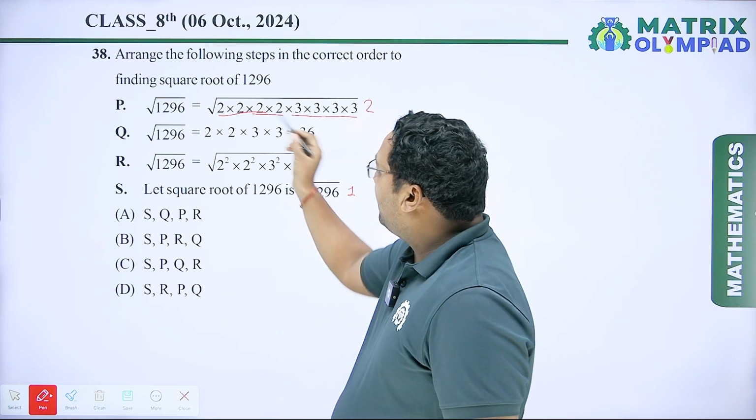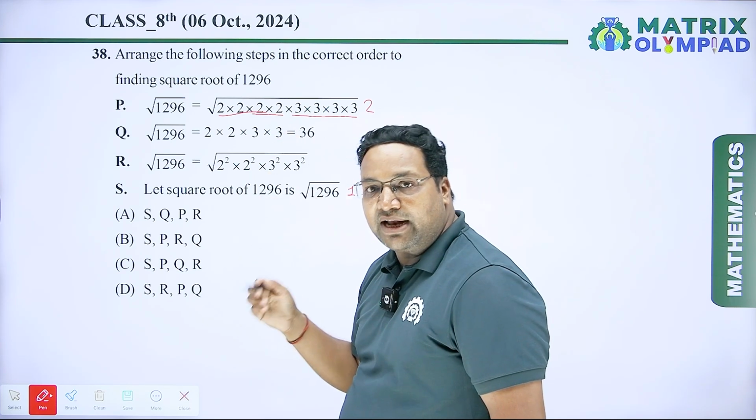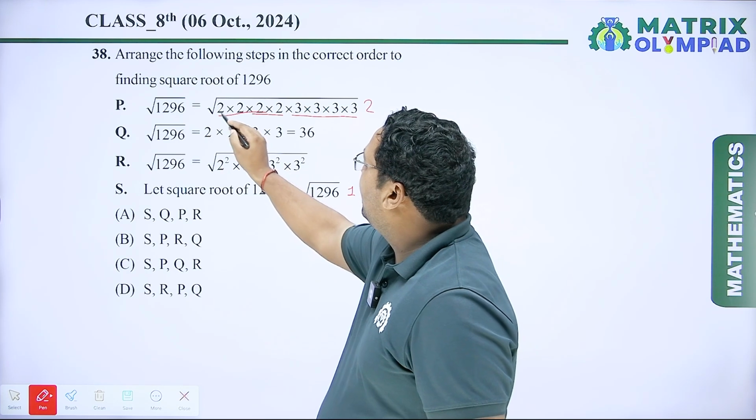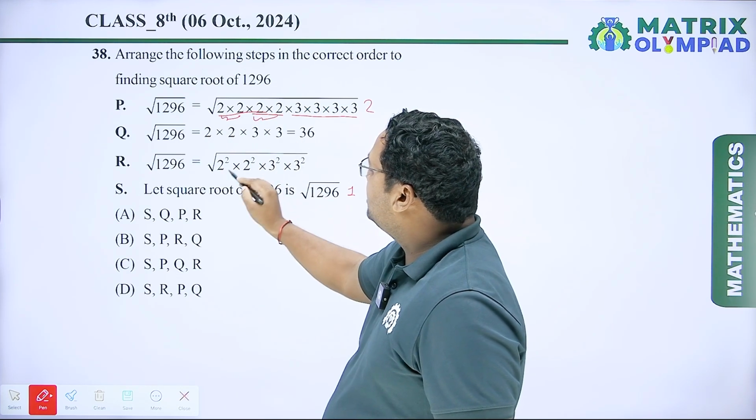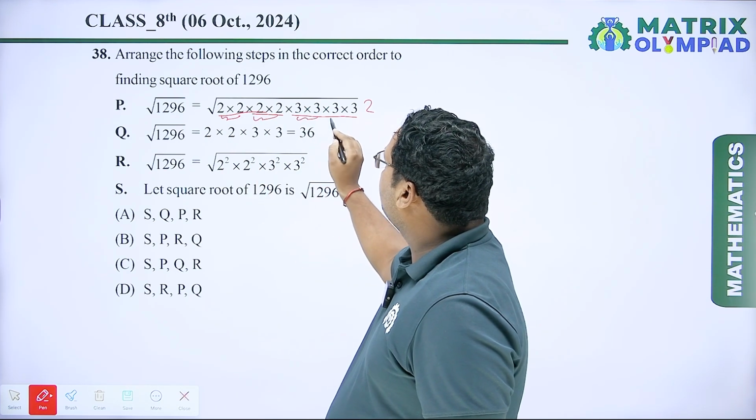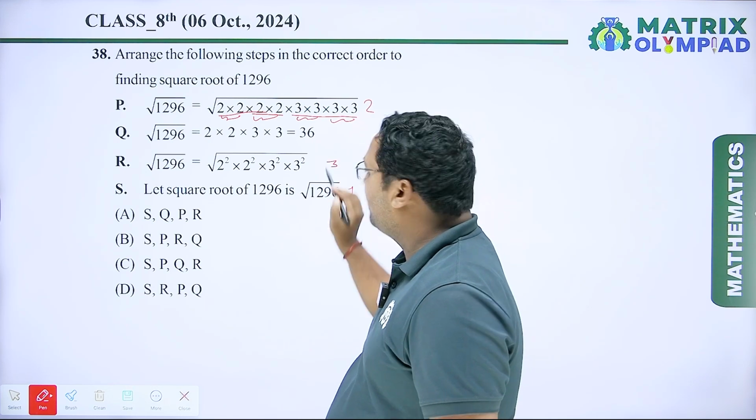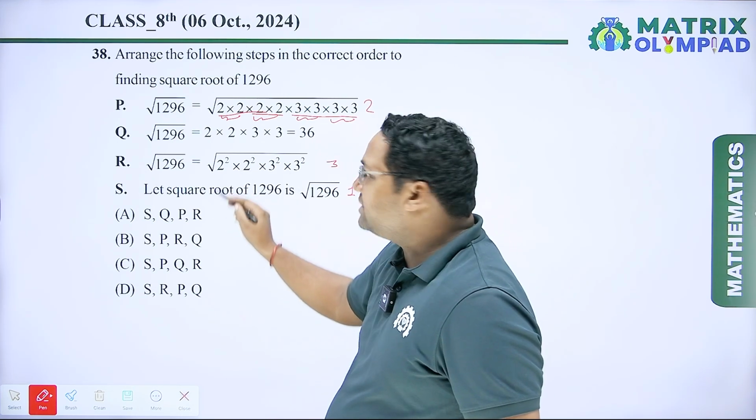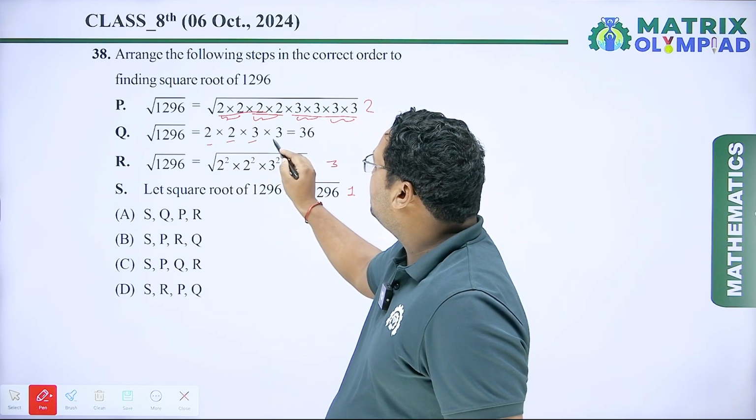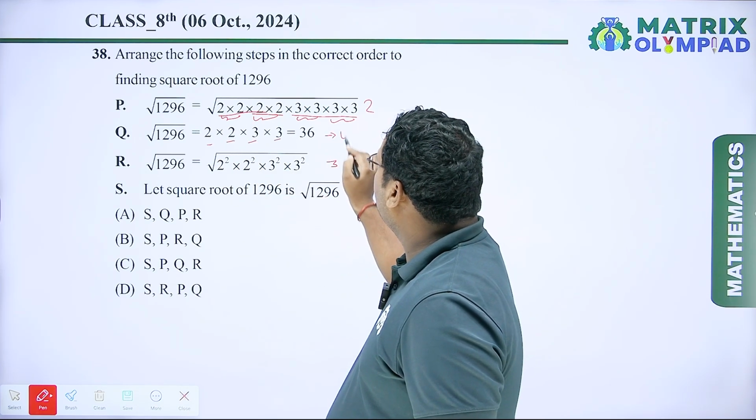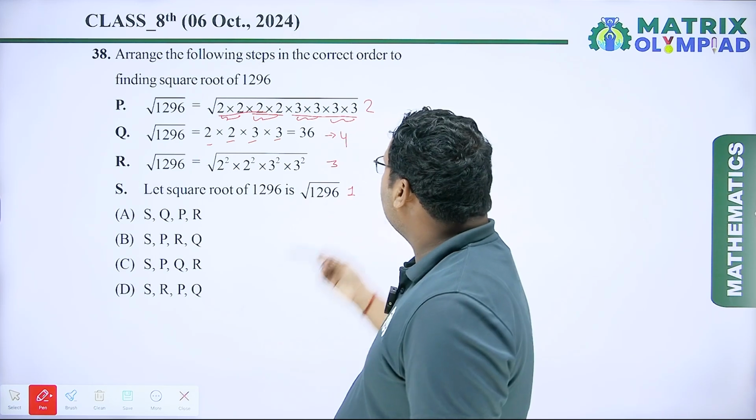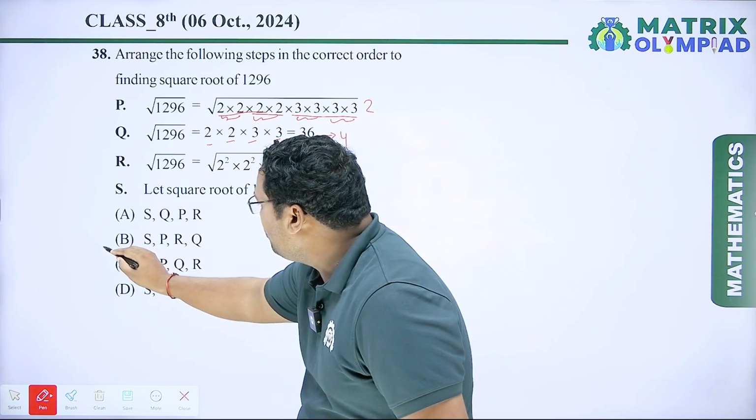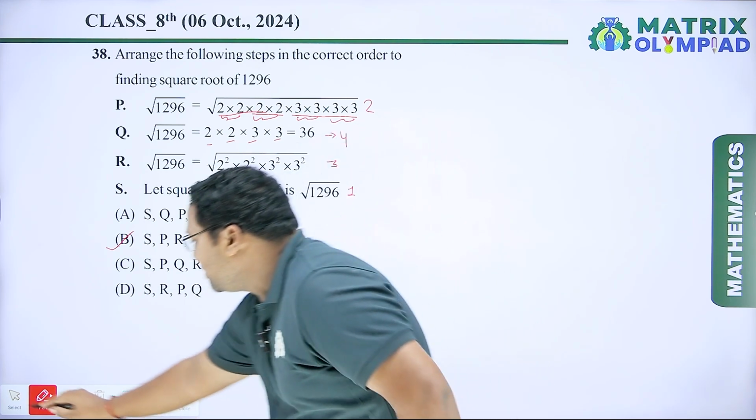Next, we have to arrange it in power and exponent form. So I write it as 2 square into 2 square. Let's make a pair. So it is 2 square, 2 square, 3 square and 3 square. So it is step number 3. And lastly, we have to tell the square root of 1296, that is 2, 2, 3, 3, which is equal to 36. So it is step number 4. So the correct order is SPRQ, which is option number B. So the correct option is B.